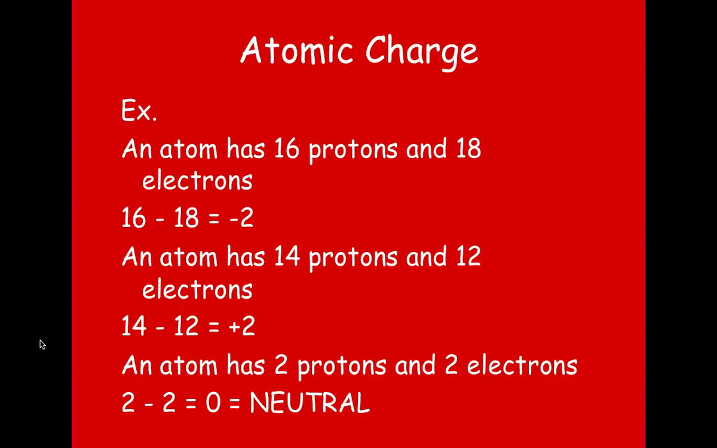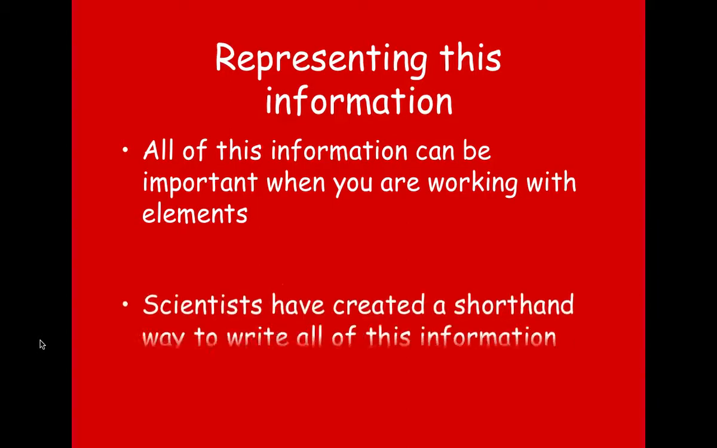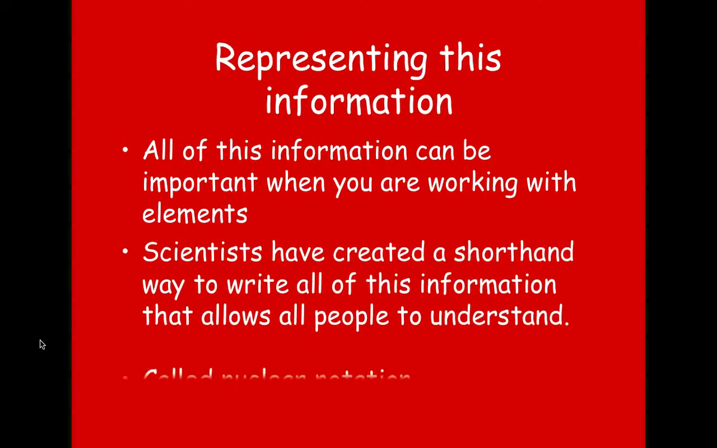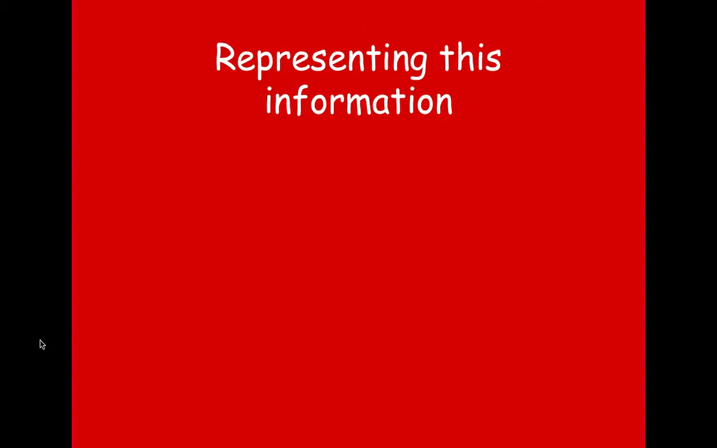So, we've talked about atomic number, atomic mass, and atomic charge. Scientists like to be able to reference and represent this information in a very quick and easy way, and we're able to do that, because all of this information actually tells us a lot about the elements that we are working with. So, we have created a shorthand called nuclear notation that allows us to do so. Let me show you an example of a nuclear notation and explain its parts.